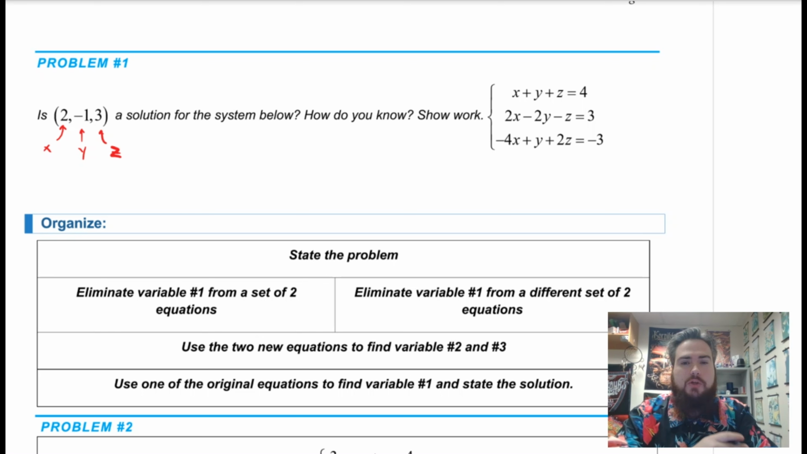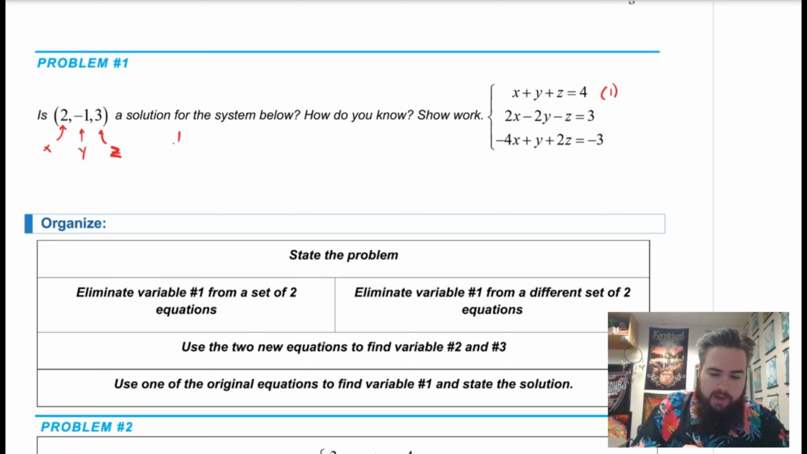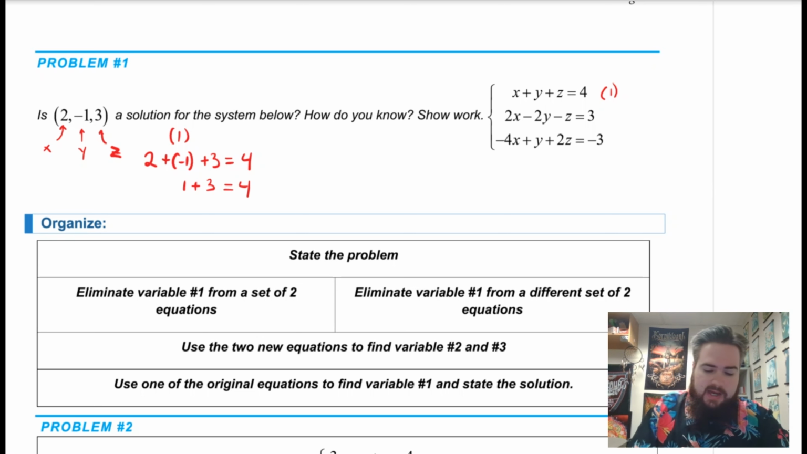So I'll call this one equation 1. For equation 1, I'm going to plug in those coordinates x, y, and z into that equation. X is 2, y is -1, so that's plus -1, and z is 3, so that's plus 3. And we want to show that that is equal to 4. If we plug that in, 2 plus -1 will give us a total of 1. 1 plus 3 then is indeed 4, which means we do have that this is a solution for at least the first equation.